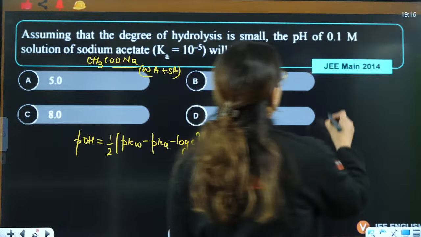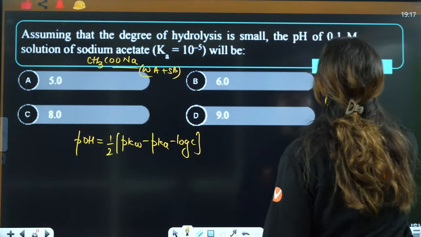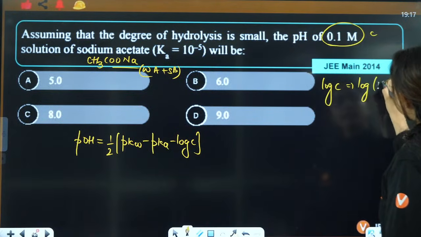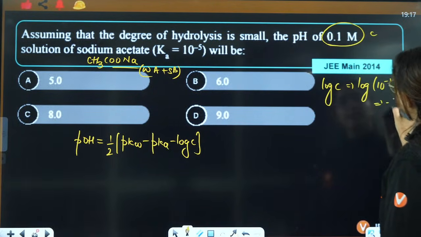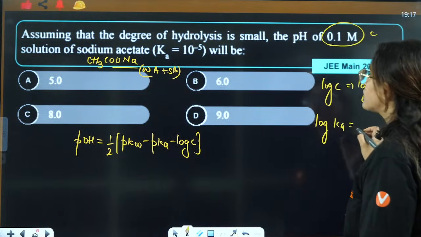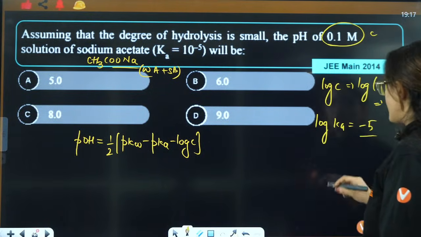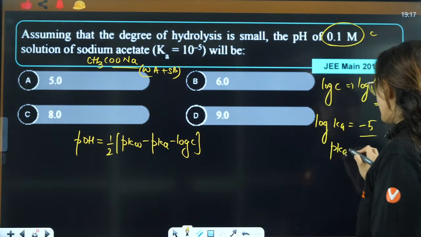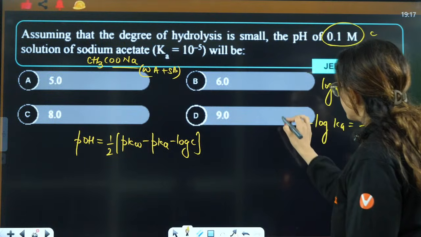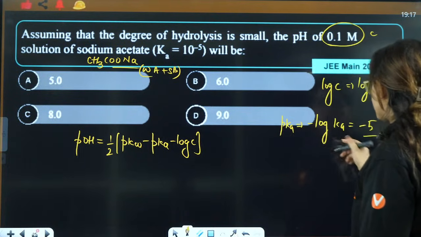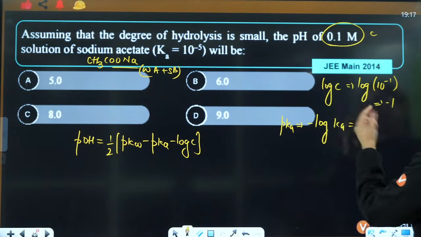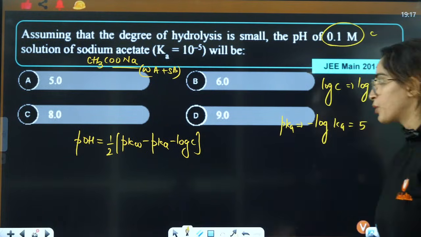Log of C is what? This is concentration here. So log of C is log of 10 raised to power minus 1. That is nothing but minus 1. Log of Ka is equal to minus 5. Okay, so pKa is equal to minus log of Ka. What is the value of pKa? This is minus of minus 5. That will be 5. So log of C is minus 1, pKa is 5.